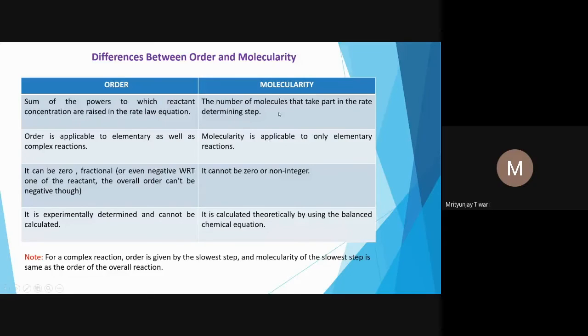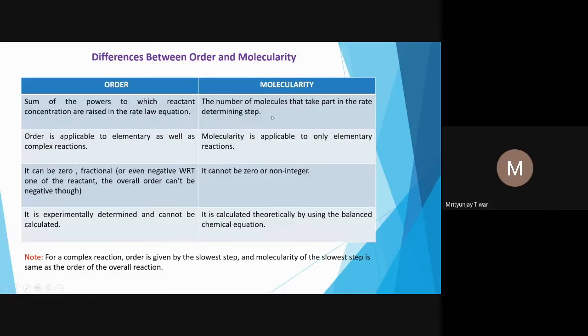And the molecularity, as I explained earlier, if you remember, is defined for the reaction that happens in one step, that is, the elementary reaction. So the number of molecules that take part in the rate determining step is what molecularity counts, and it is determined for the complex reaction as well.